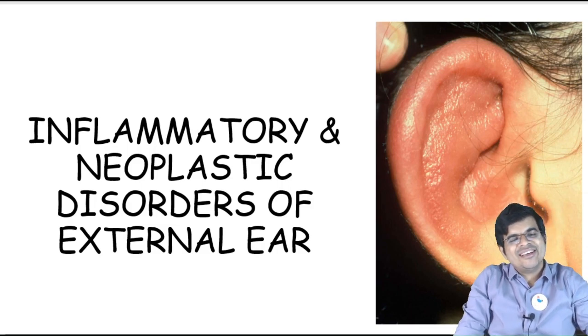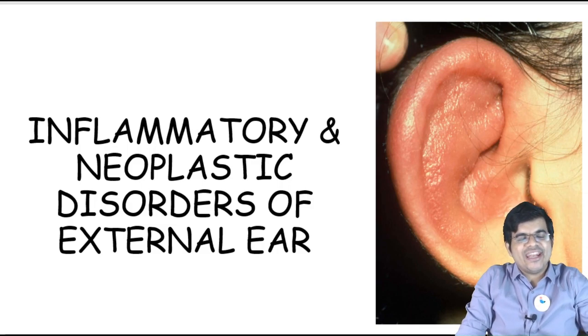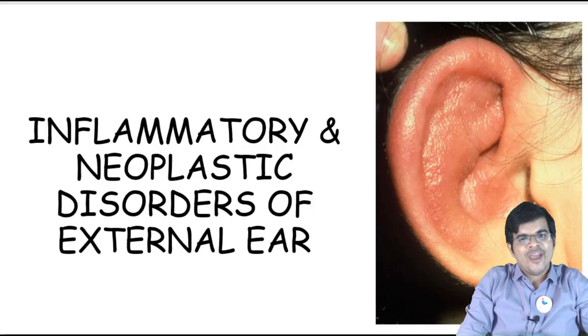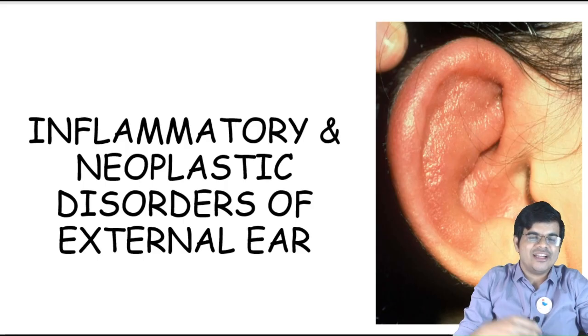Hello friends, we have learned in detail about the anatomy of the external ear and then we started with the various disorders of the external ear. In the last class we learned about the congenital and traumatic conditions of the external ear. Today we will be learning about the inflammatory and neoplastic conditions of the external ear, along with certain other conditions that are seen in daily ENT practice.